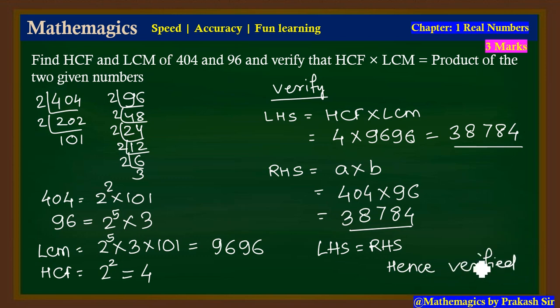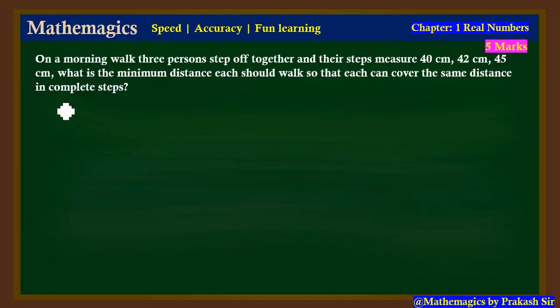So dear friend, this is the sample answer by which you can copy this whole procedure and you can find out the answer to the question which will be given to you. Now move on to the next question. On a morning walk, three persons step up together and their steps measure 40 centimeter, 42 centimeter, 45 centimeter.